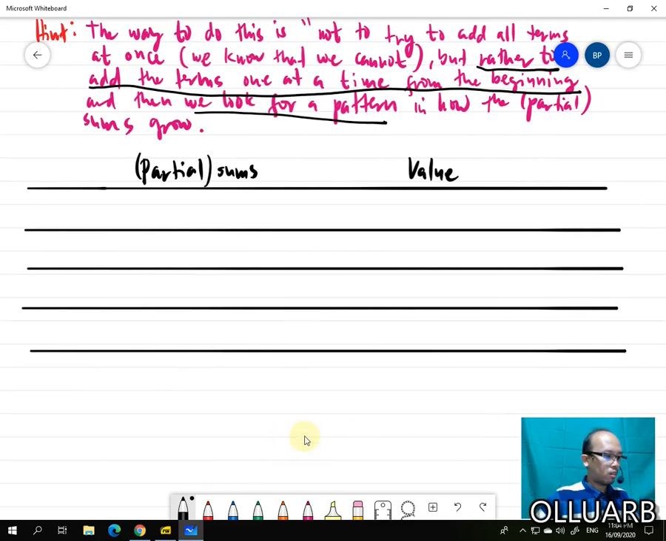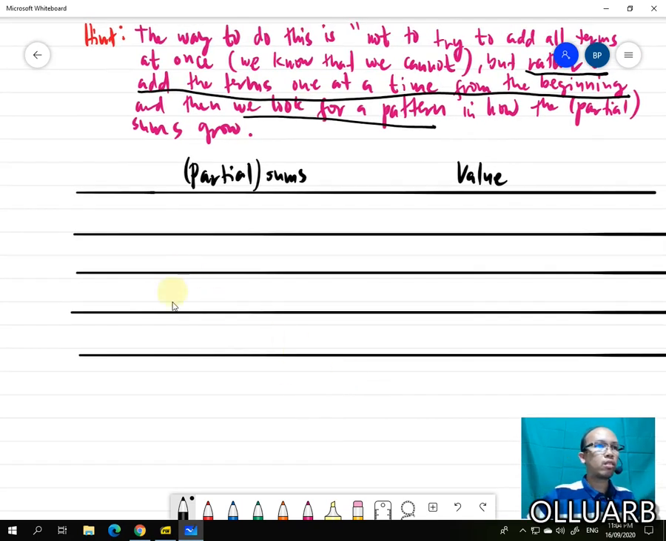So let's stop at these 5 lines. Okay, so first we will denote our partial sum as t1, which is 1.